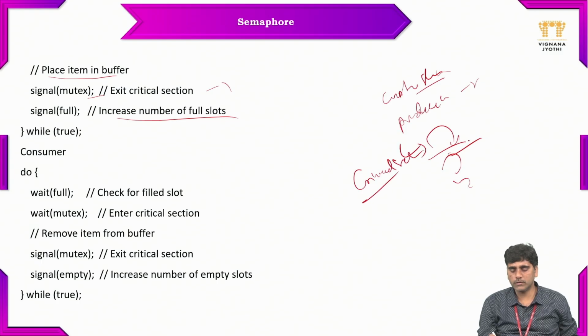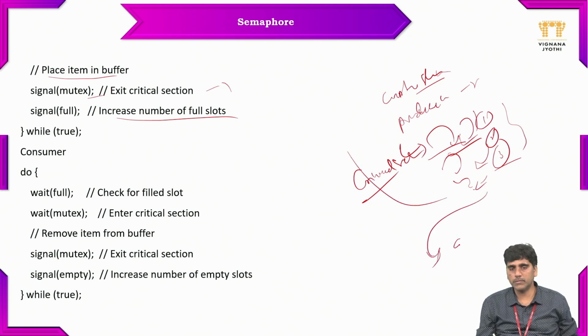After entering the critical section, they are filling all the available slots, 1, 2, 3, all the available slots. After that, call the signal mutex operation, exiting the critical section. So from the critical section, it must enter into the exit section. So while of true. Now the producer operation is over.